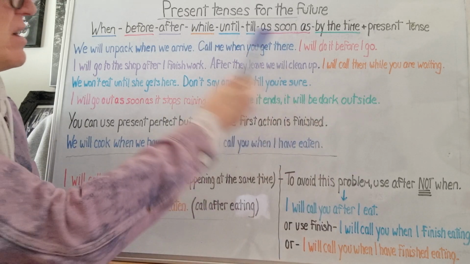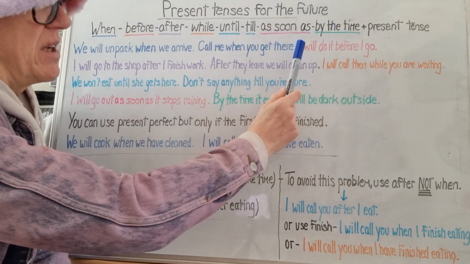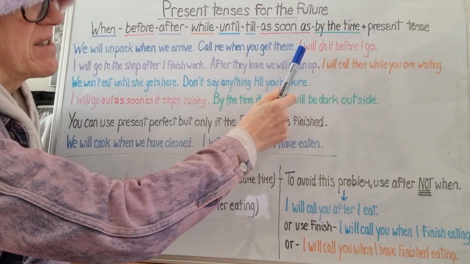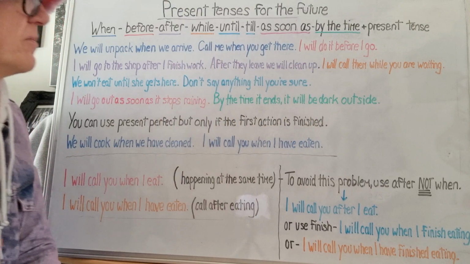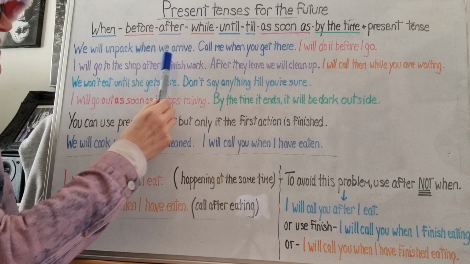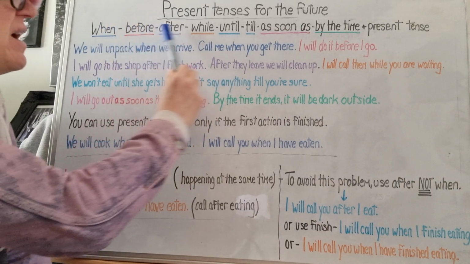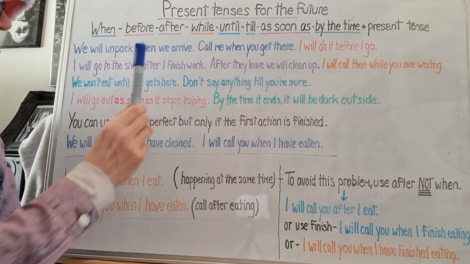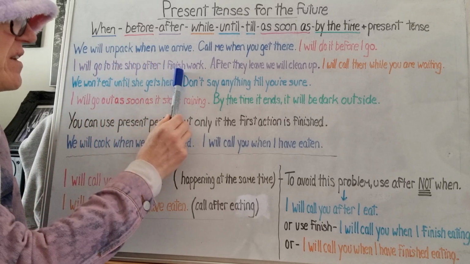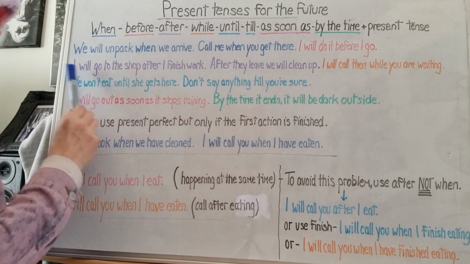Okay. Now, before. I will do it before I go. Okay. Not before I will go. Will is in this part of the sentence. I will do it before I go. Now, after. I will go to the shop after I finish work. Not after I will finish. Remember, we don't use will after these words, will or won't. I will go to the shop. Here's will. I will go to the shop after I finish work, present simple. Or, after I finish work, I will go to the shop.